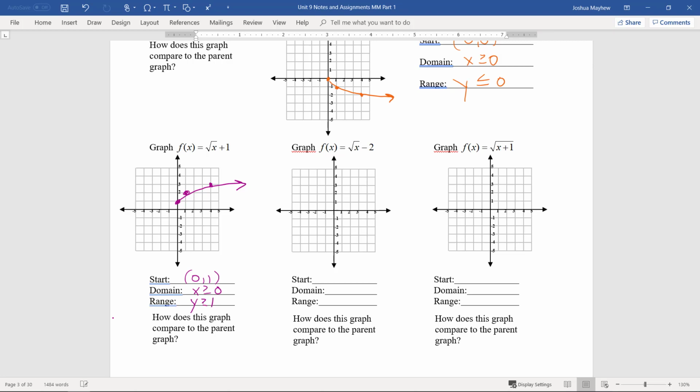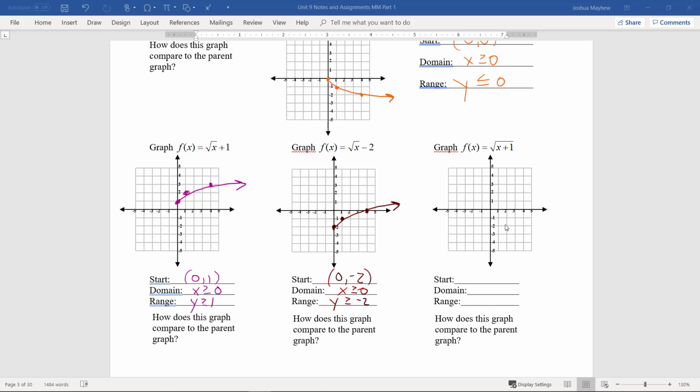All right, why don't you guys pause the video right now and do the next one and see if you can get it right. We'll hit pause. When you're done, you can hit play and check. Okay, check your answers, see how you did.